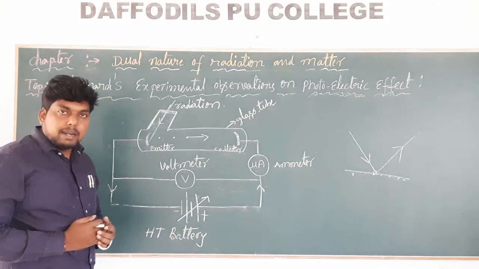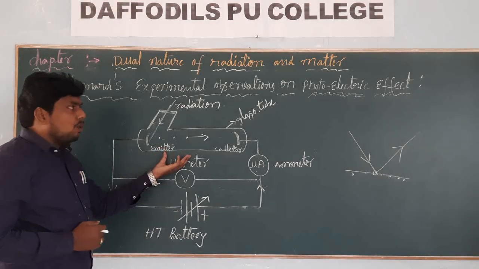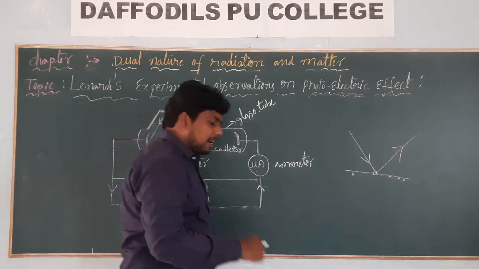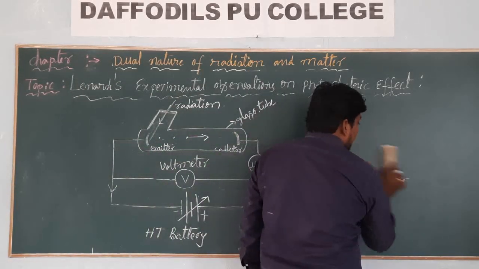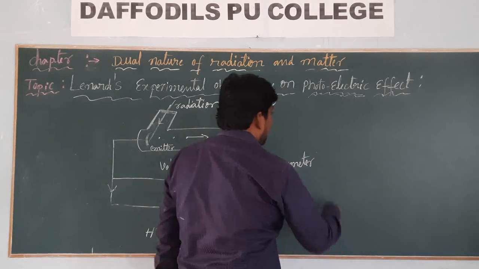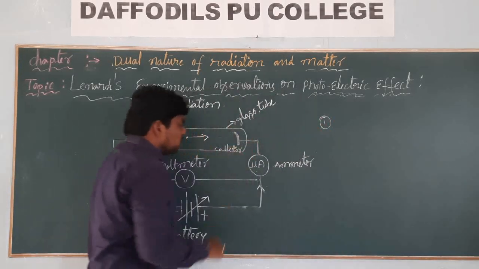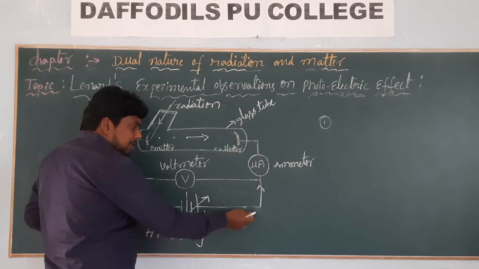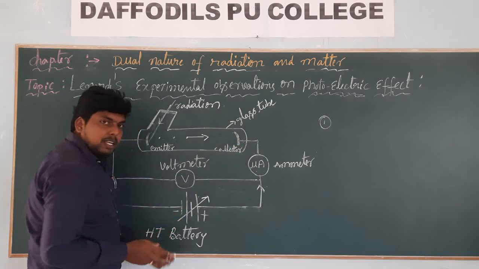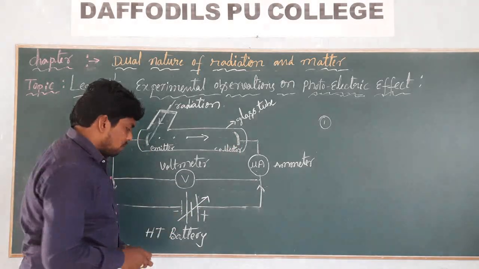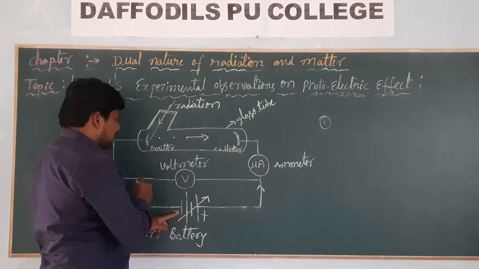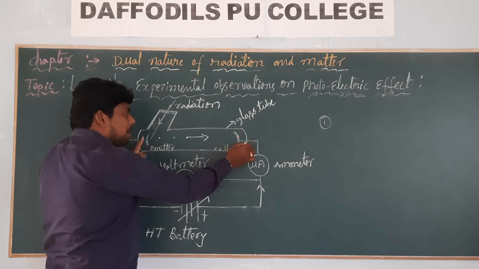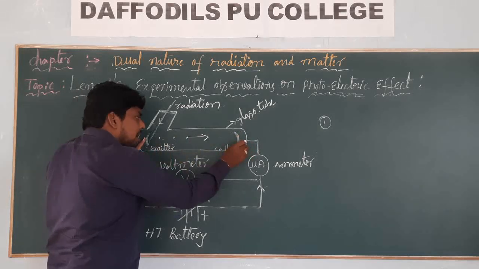This is about the experimental setup of the photoelectric effect. Then what experimental observations on the photoelectric effect did he make? The first point is about the potential difference applied. If you connect the battery to the two points, we have applied a potential difference: the negative terminal to the emitter and the positive terminal to the collector, so a certain potential difference is applied between the emitter and collector.